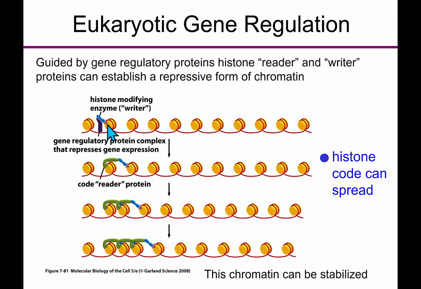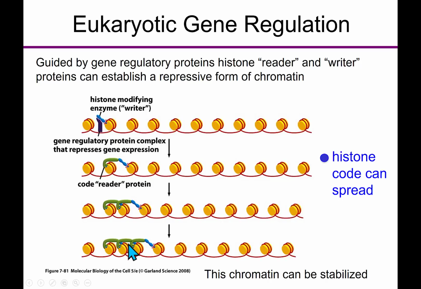Now, what happens is a reader is going to read that. So here is the code reader protein. And this code reader protein actually calls in a writer to write on the next histone tail, the next histone core. And that keeps on going. A reader reads that, calls in a writer in blue for the next one. And it keeps on spreading, keeps on spreading. Notice the reader here, complex sometimes with the writer, complex sometimes not with the writer.